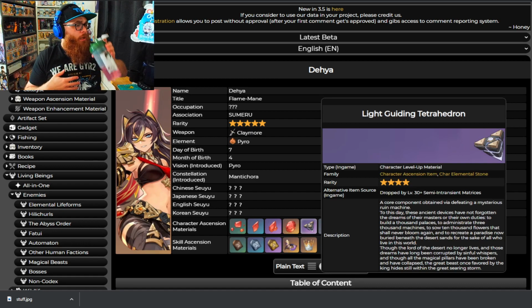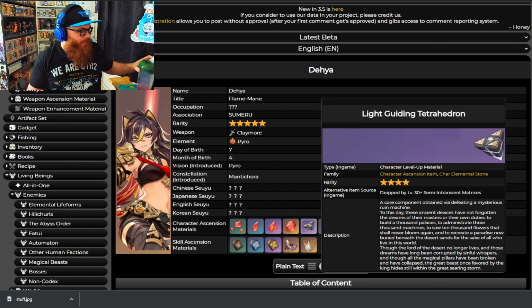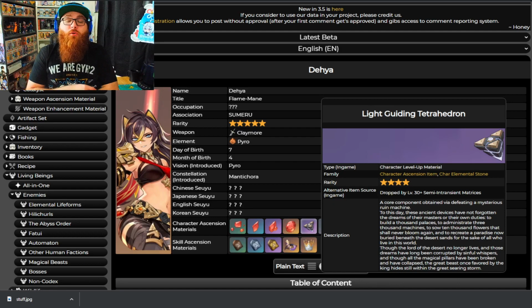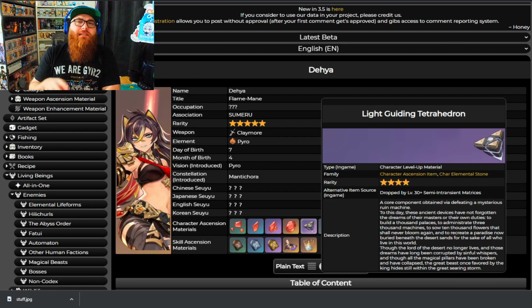Hold on a second, I'm about to cough. Oh, man. But yeah, you're going to need 46 of these, which means that you're going to have to fight the boss consistently. At level 90, you get about 2 to 3 to drop every time. So be prepared. You might be facing this boy up to 23 times. That's insane. So be sure to get that done.